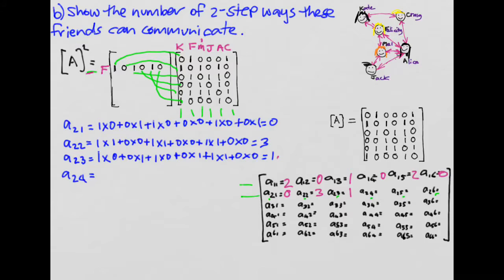Now without showing you the further working, because it's all the same method, this time for A24 we're still using Felicity's row, and now she's multiplying by the 4th column, which is J, which is Jack. So that works out, if you multiply it out, to be 2. So put that in there.